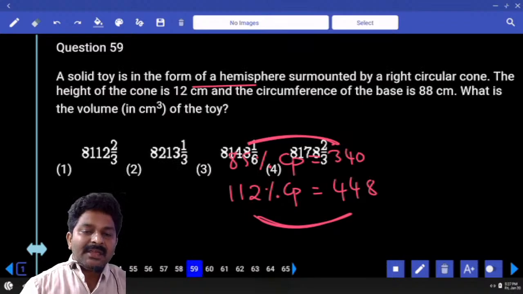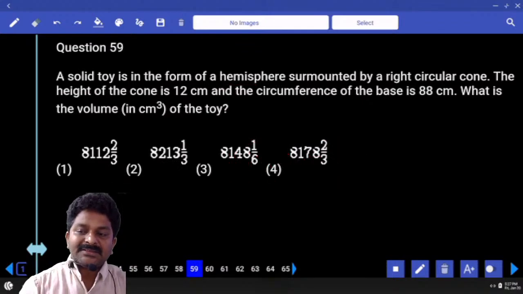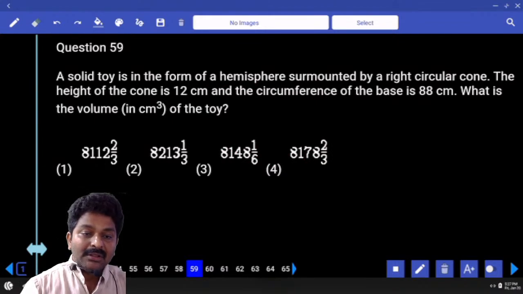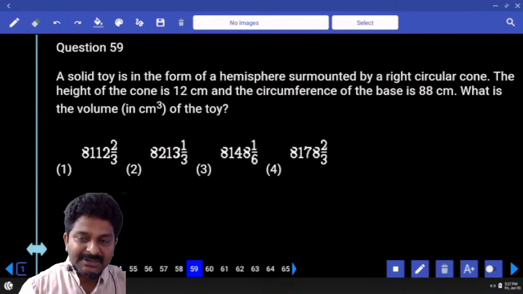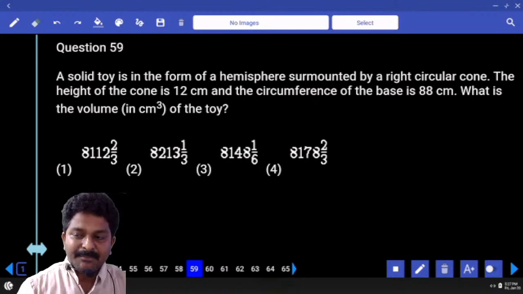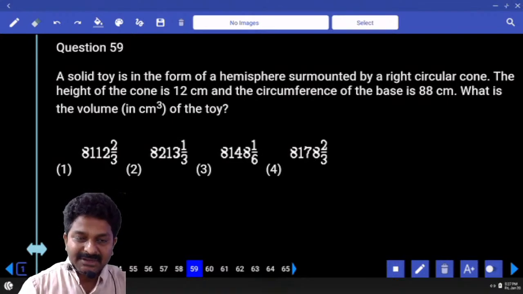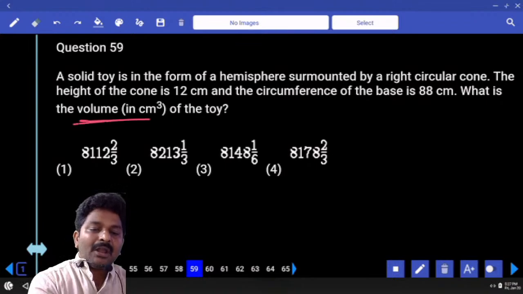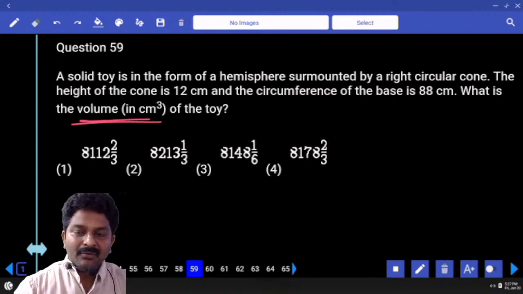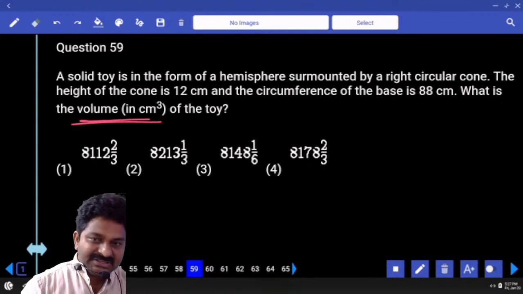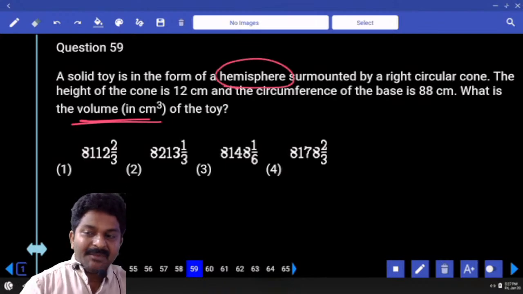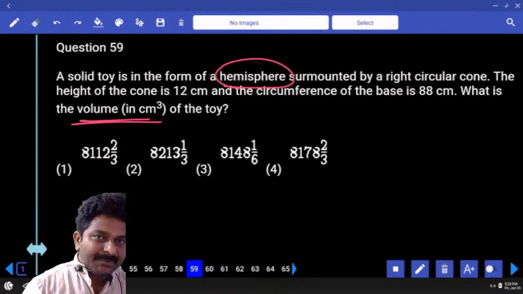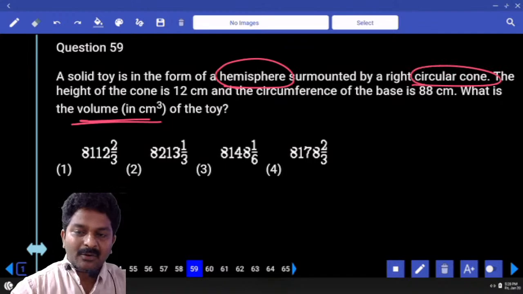A solid toy is in the form of a hemisphere surrounded by a right circular cone. The height of the cone is 12 centimeters. The circumference of the base is 88 centimeters. What is the volume of the toy? Volume of the toy. Now, there are two combinations here. One is hemisphere, half of the sphere, and circular cone.